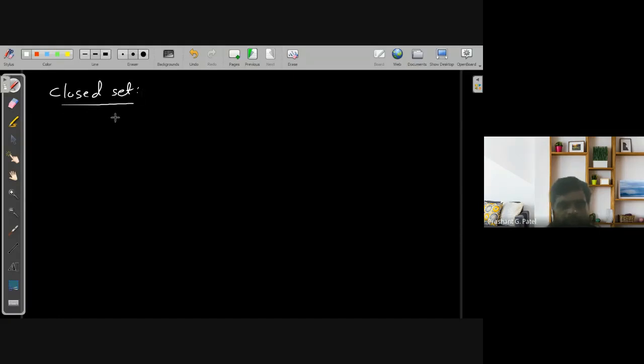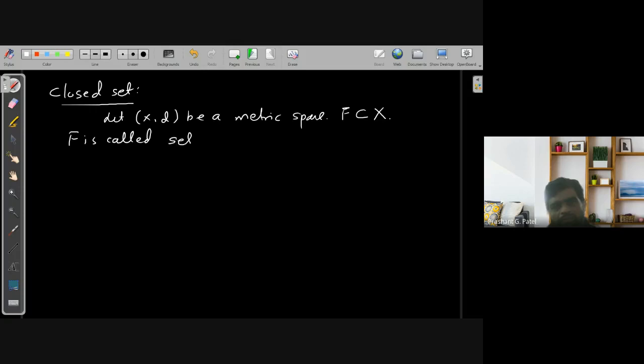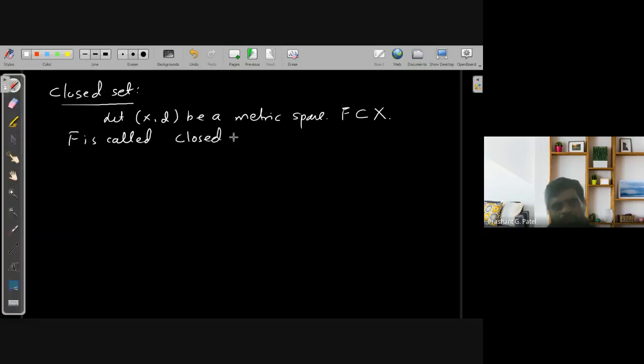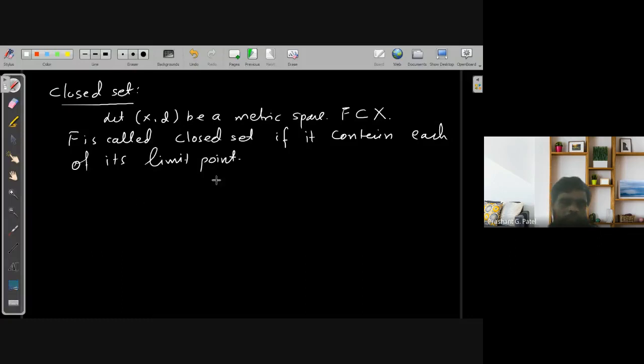To define a closed set, you require a metric space. So let (X, d) be a metric space, and F a subset of X. F is called a closed set if it contains each of its limit points. So if the set contains all its limit points, then it is called a closed set.